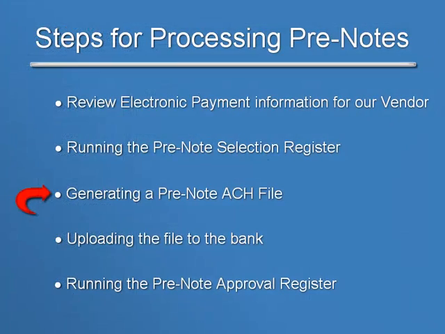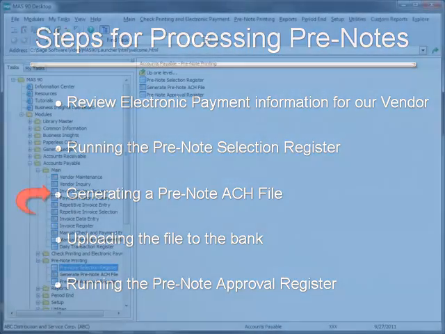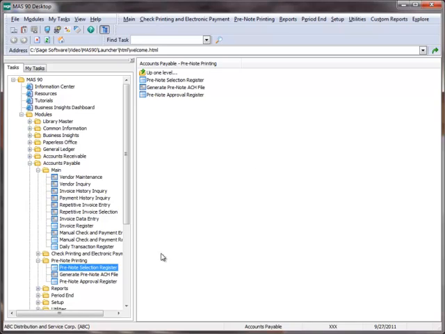Now we're ready for the third step in our tutorial, which is to generate the prenote ACH file. This is a formatted file containing the bank account information entered in the vendor electronic payment window. This is the test file that will be uploaded to your bank to verify the information is valid for ACH transmission.